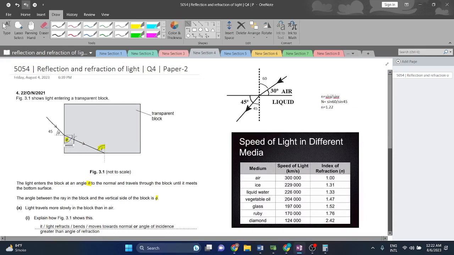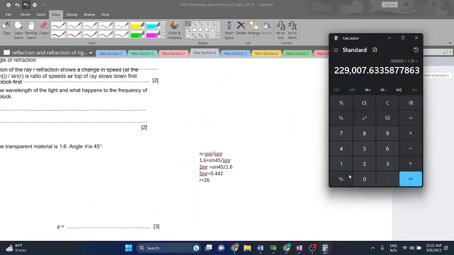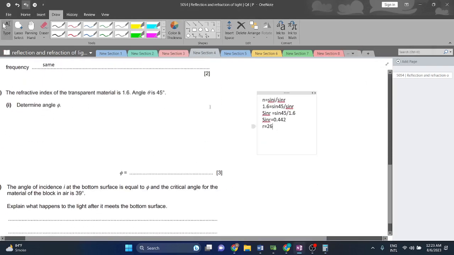सो अगर हम 90 में से r को माइनस कर दें, we will get the rest of the angle which will be phi. तो 90 minus 26 will give us an answer of 64. 64 will be the answer which will be phi. So 90 minus 26 will be equal to 64. 64 degrees is equal to phi.